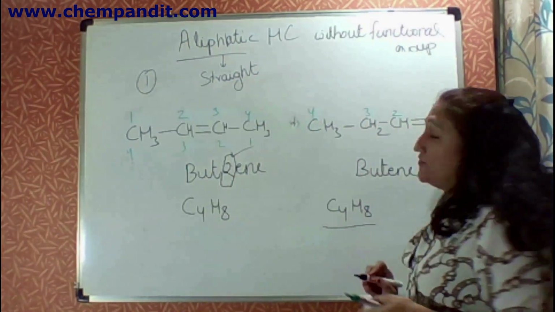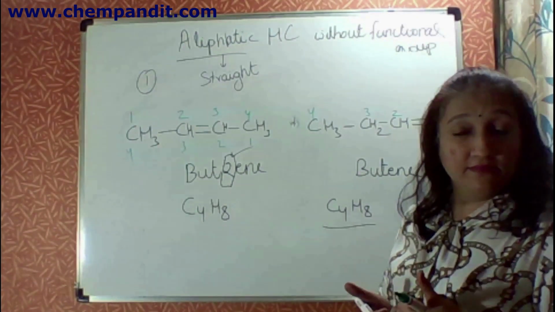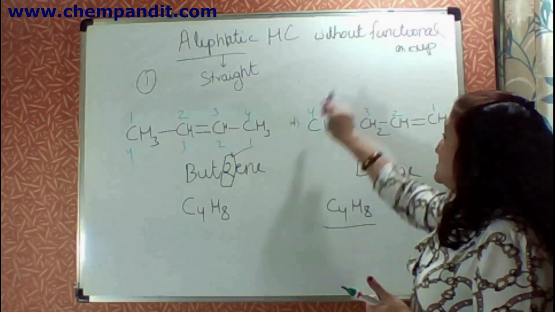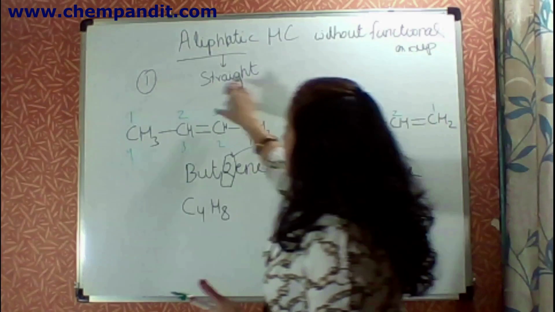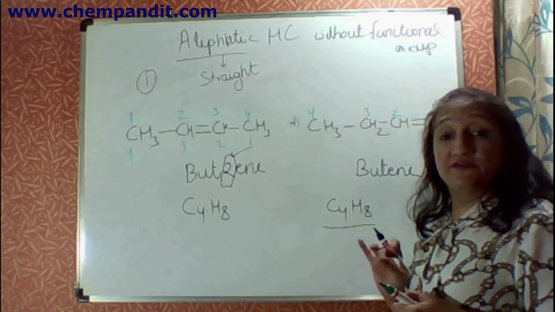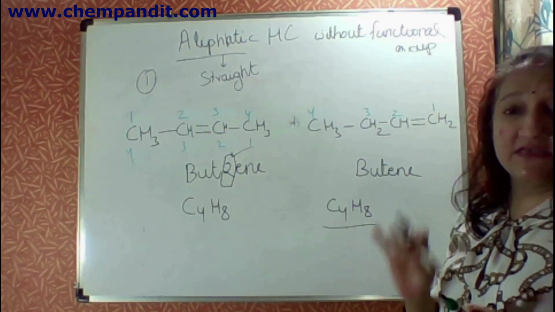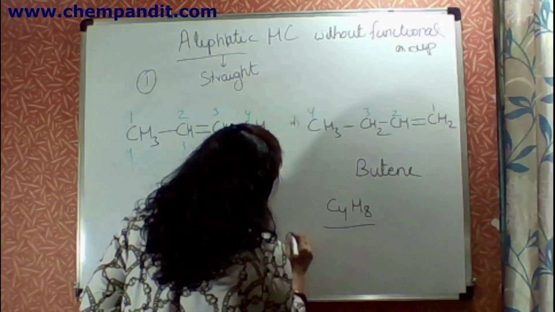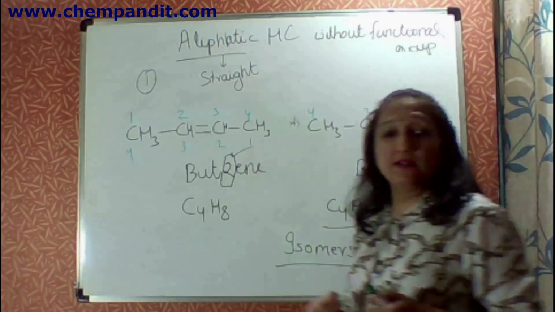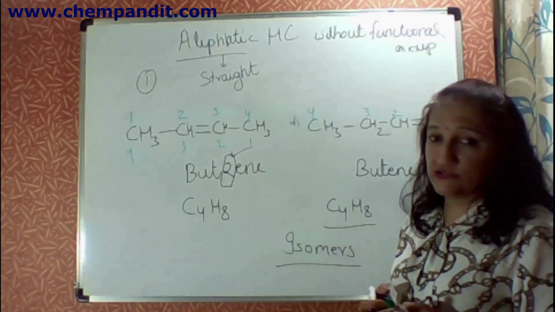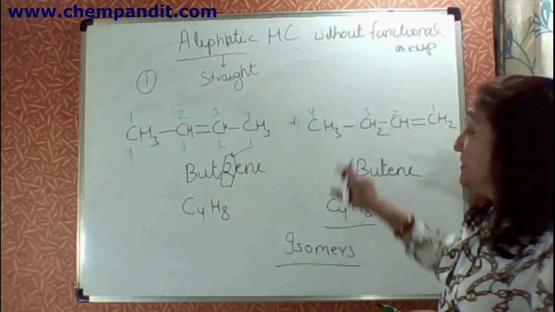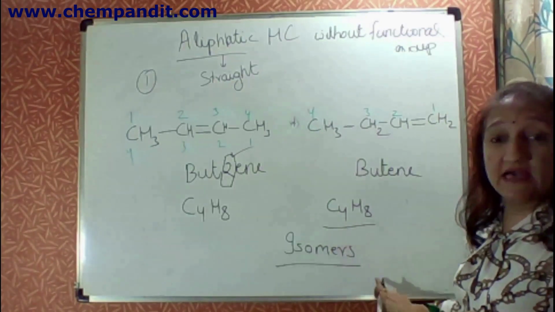How? The molecular formula of both the compounds is the same, right? But their structure, what is this? This is the structural formula, right? So the molecular formula of both these compounds is the same, but the structural formula is different. Always remember, such compounds are known as isomers. And the phenomenon is known as isomerism. Right? So the compounds having the same molecular formula but different structural formula are known as isomers.